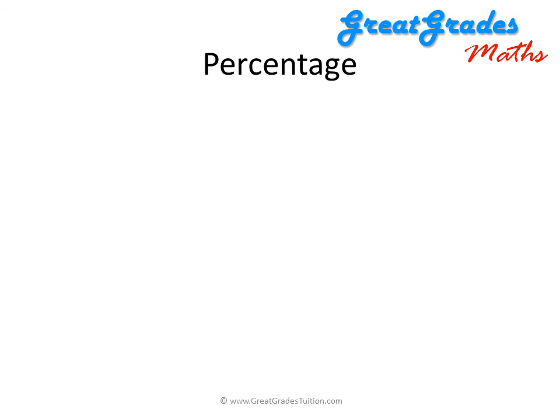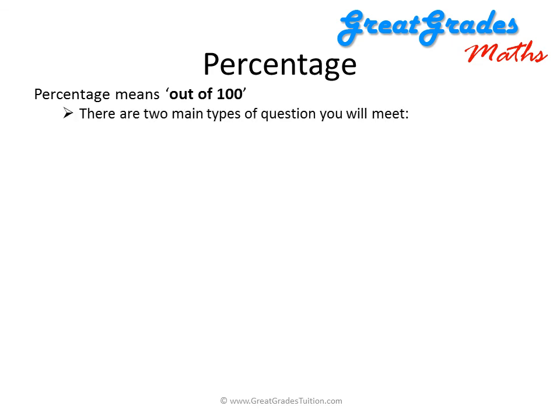Now let's look at percentage. And percentage simply means out of 100. And there are two main types of question that you'll meet in exams to do with percentages. The first one is that you'll be asked to find a certain percentage, here X%, of a value that I've given here, the quantity Y. For instance, we could be asked to find 15% of £46.